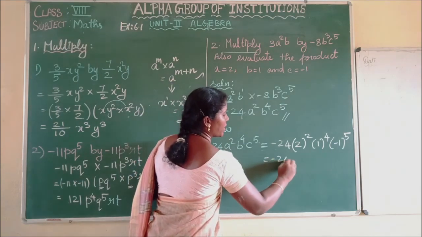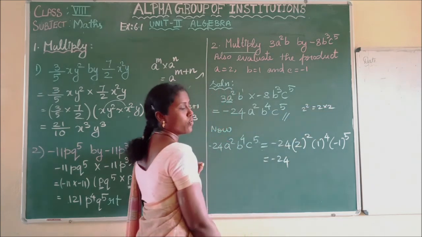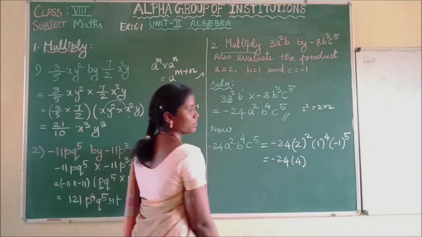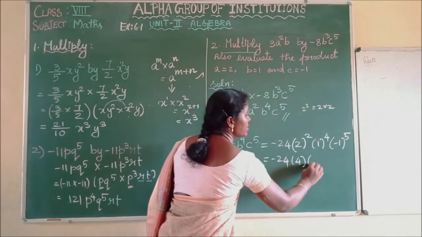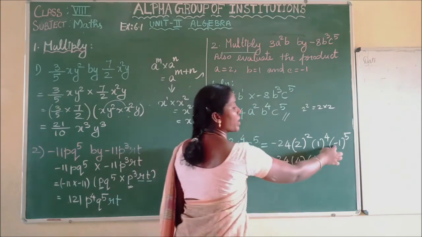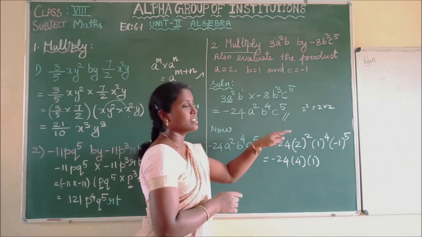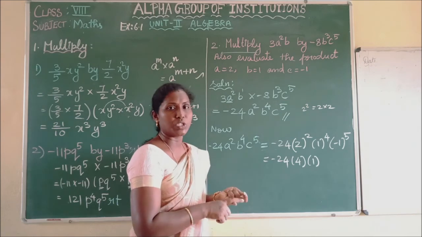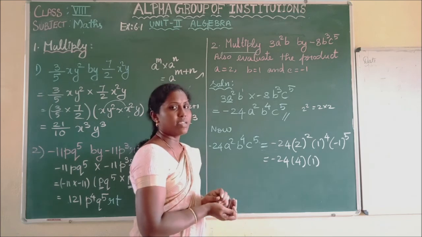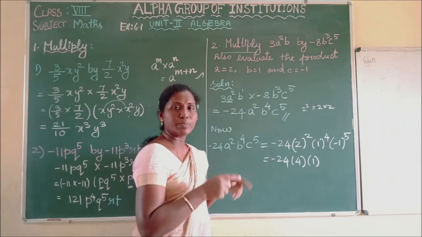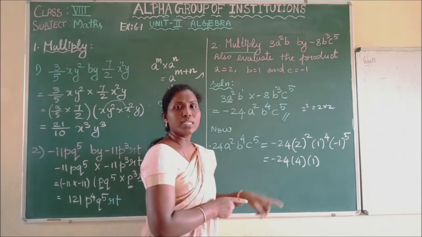See here, minus 24. 2 square means we have to evaluate 2 times 2, that is 4. So 24 into 4. 1 power 4: the number 1 to any power is always 1. So it is 1. Here we have minus 1 whole power 5. Have you remembered the rule? If minus has an even power, the answer will be positive. If minus has an odd power, the answer will be negative. In 7th standard we learned the laws of exponents. We discussed many problems in that chapter. Just recall all the laws once.